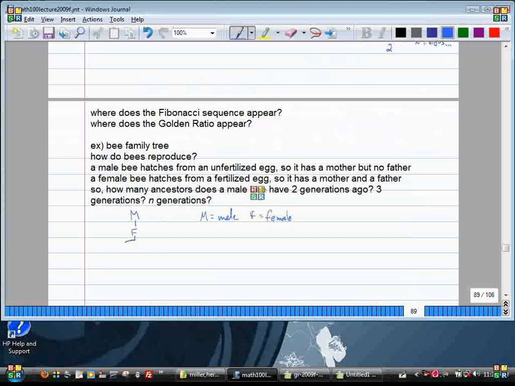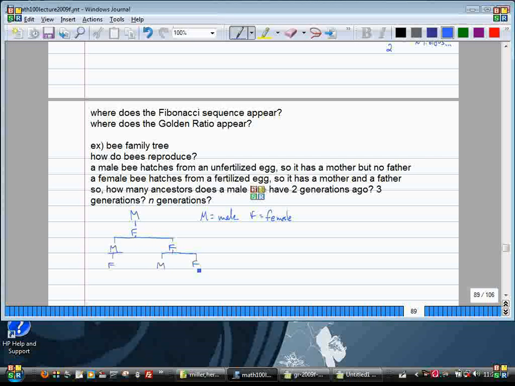Let's spread this. Male, female. Okay. Now, let's look at that male bee. That male bee has what sorts of parents? Right. Mother, so just a female. And what about the female bee? What sorts of parents? That's right, mother and father, so it has a male parent and a female parent.